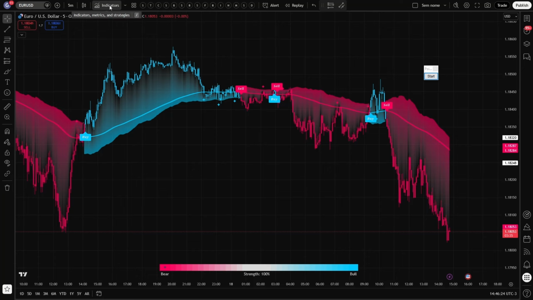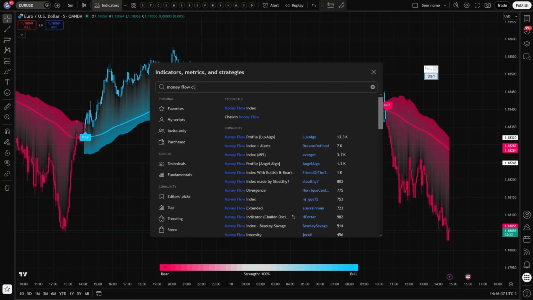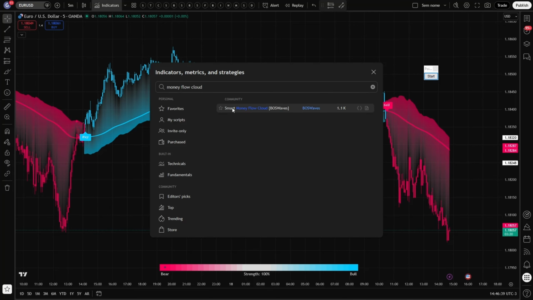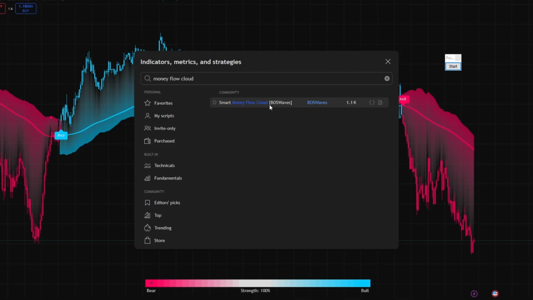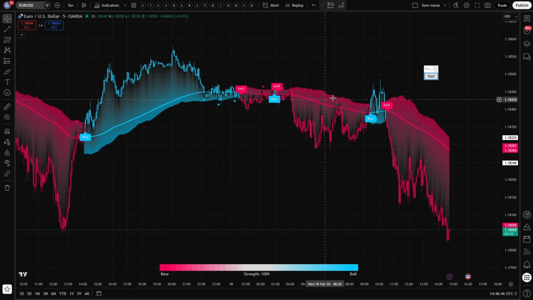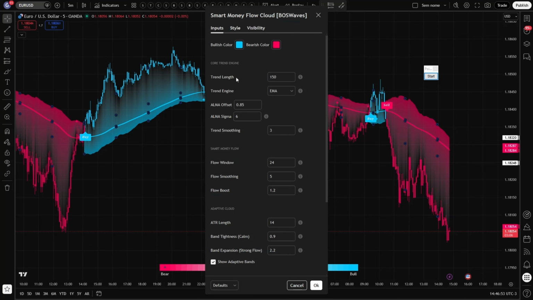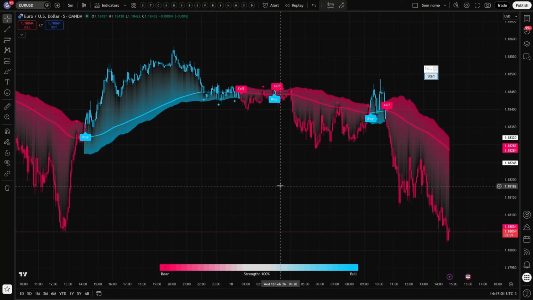You'll navigate to the indicators section, and there you'll search for Money Flow Cloud. The option you're looking for will be precisely this one, Smart Money Flow Cloud Boss Waves. Simply click on it, and it will then show up here on your display exactly as it appears on my screen. You'll just double click the indicator, then come over here to the settings, and you'll change it to 150 exactly as it is on my screen. You don't need to touch anything else, just click OK and you'll be all set.